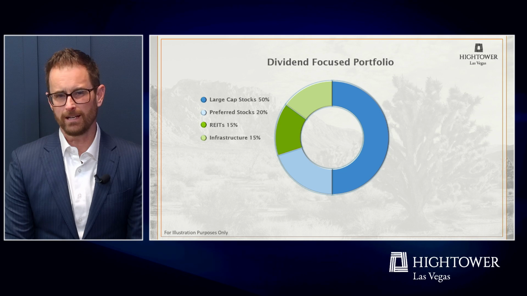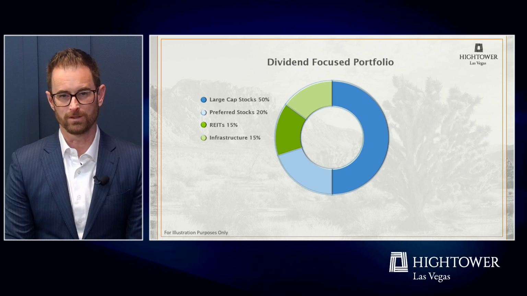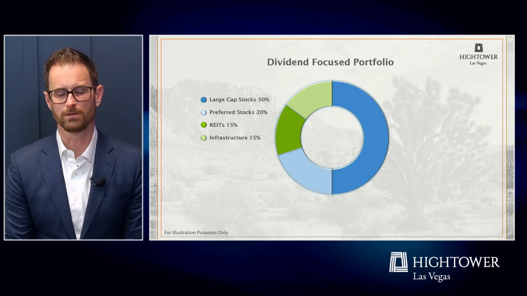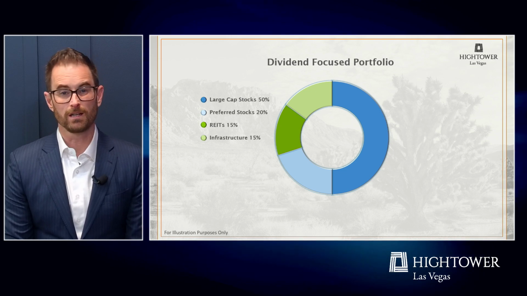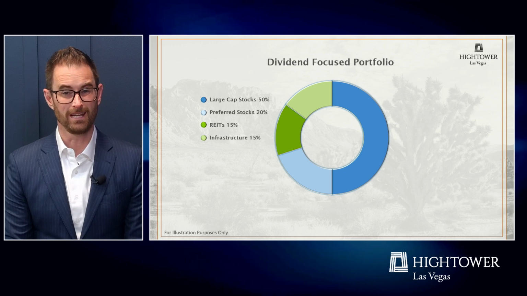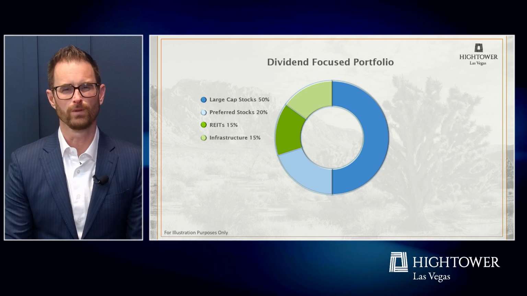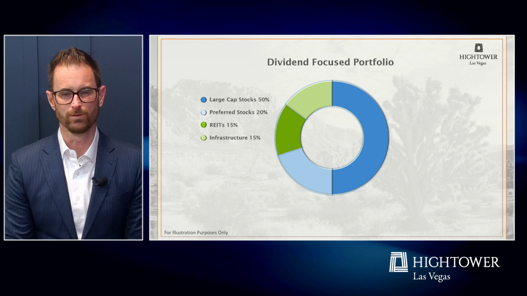And we use 4 main asset classes in the dividend focus portfolio. The largest by far are high quality large cap companies. They can be both US and international. And we use preferred stocks and real estate investment trusts to help enhance the yield, and then also add in some infrastructure plays to round out the risk profile of the portfolio.